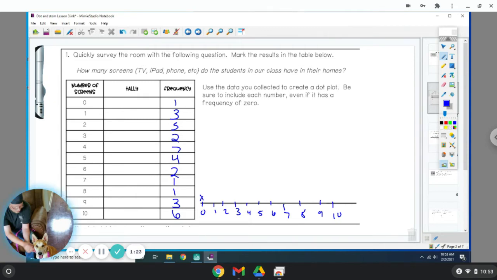And then there are 3 people with 1 screen, so you're going to put 1, 2, 3. Then for 2 there are 5, and for 3 there are 2. Then 4 is 7, so 1, 2, 3, 4, 5, 6, 7. 5 is 4, so 1, 2, 3, 4. 6 is 2. So that's a dot plot. The mode would be 4 because it has the most, which was 7.